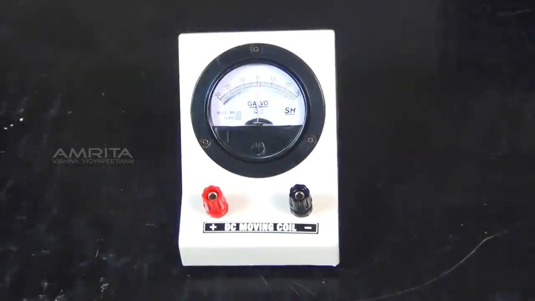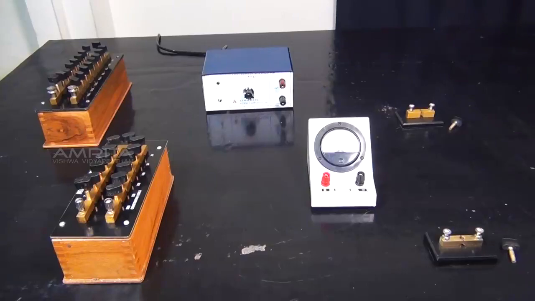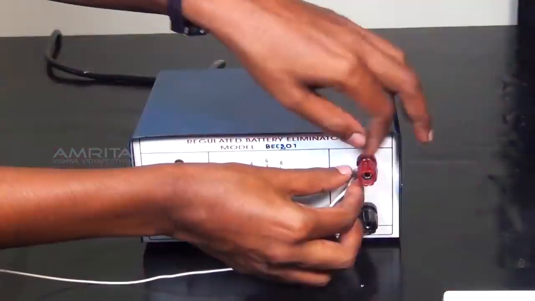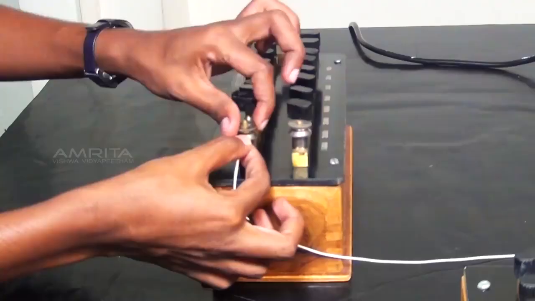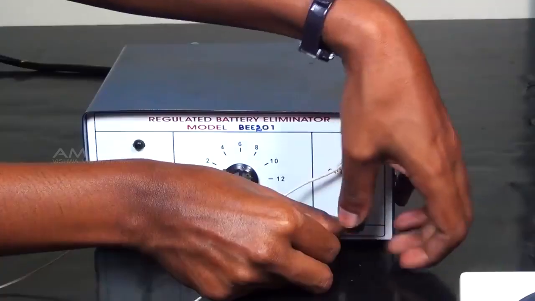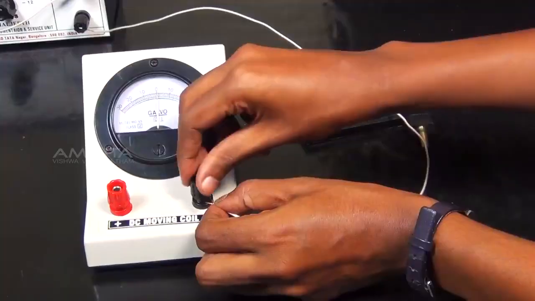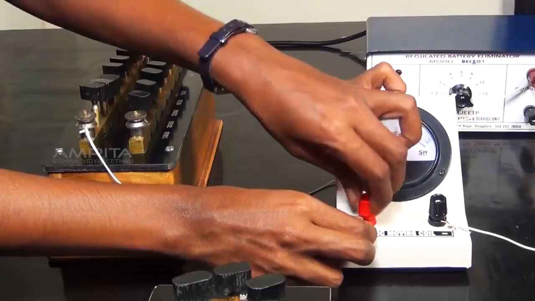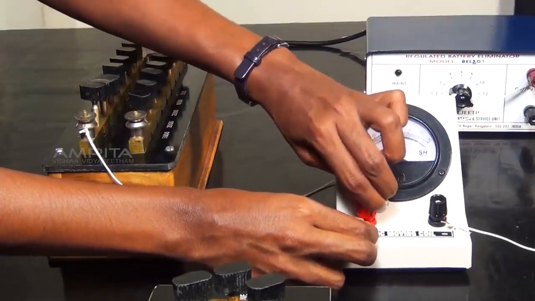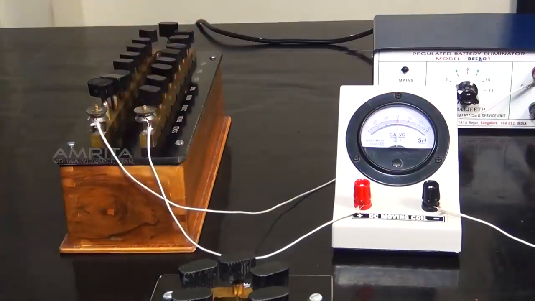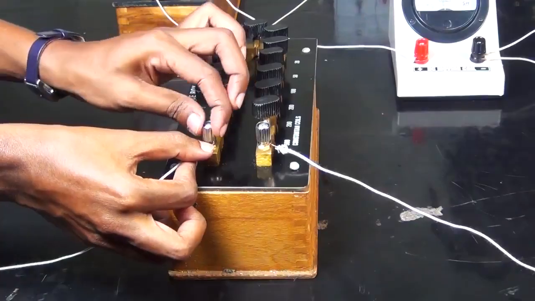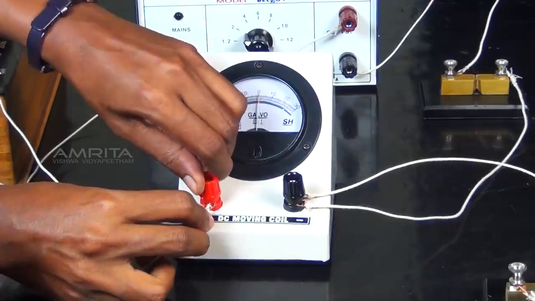Procedure: to find the resistance of the galvanometer, arrange the components on a table and connect them as per the connection diagram. The positive end of the cell is connected to the high resistance box R and its negative end is connected with one end of the galvanometer via key K1. The other end of the galvanometer is connected to the high resistance box. A shunt resistance S is connected in parallel with the galvanometer through key K2.